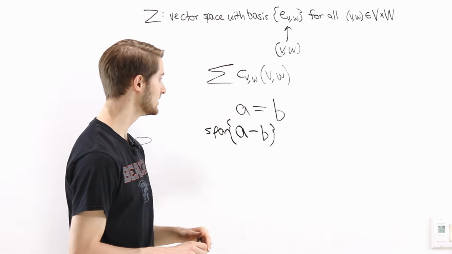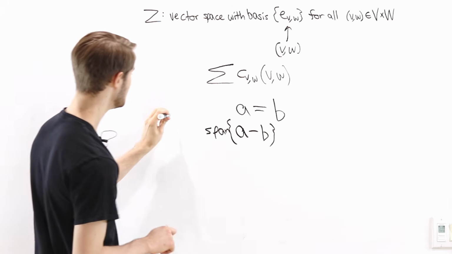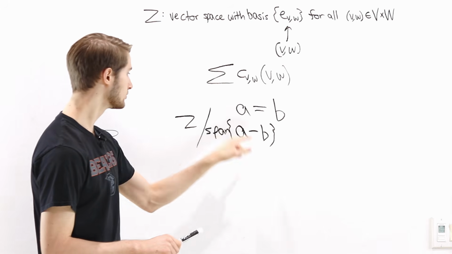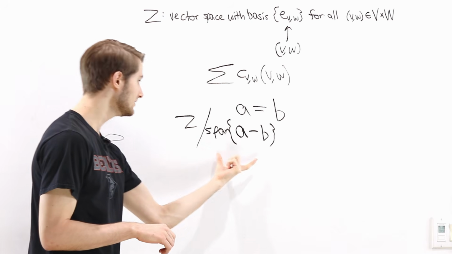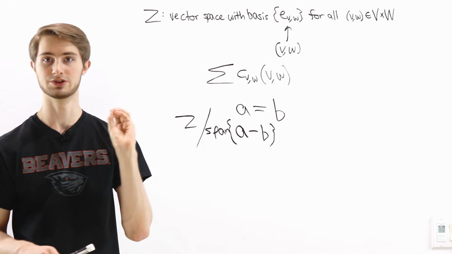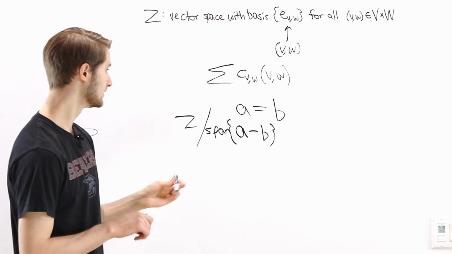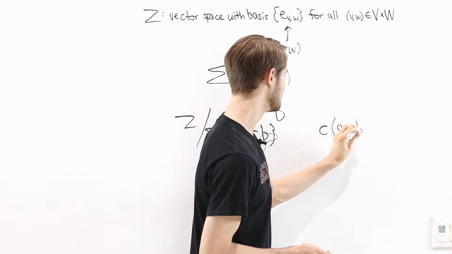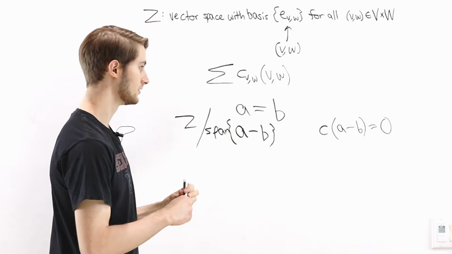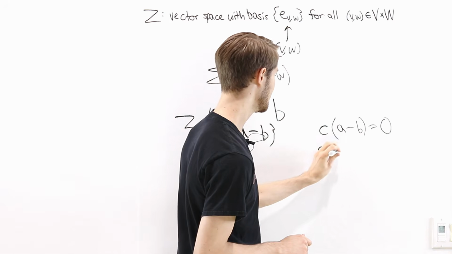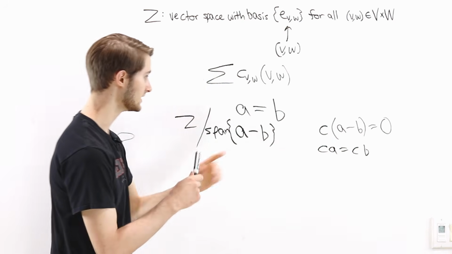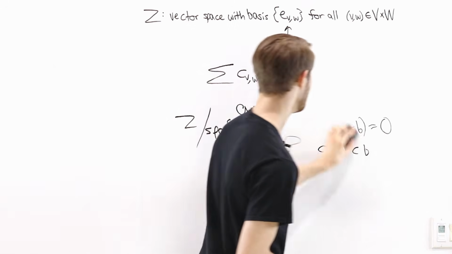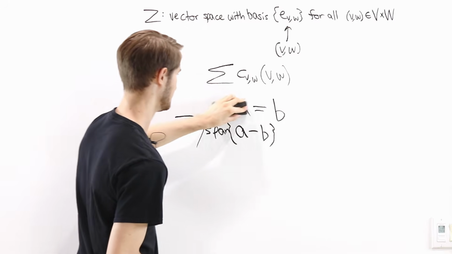And the way we add the relation a equals b is we consider the quotient Z mod the span of a minus b. So this quotient space has the property that anything in the span of a minus b is equal to 0. That's how the quotient works. So if we say c is some scalar, then c times (a minus b) is equal to 0. Or in other words, c times a equals c times b. So we get the relation a equals b that we're looking for. So this lets us add any equations that we want to the vector space.